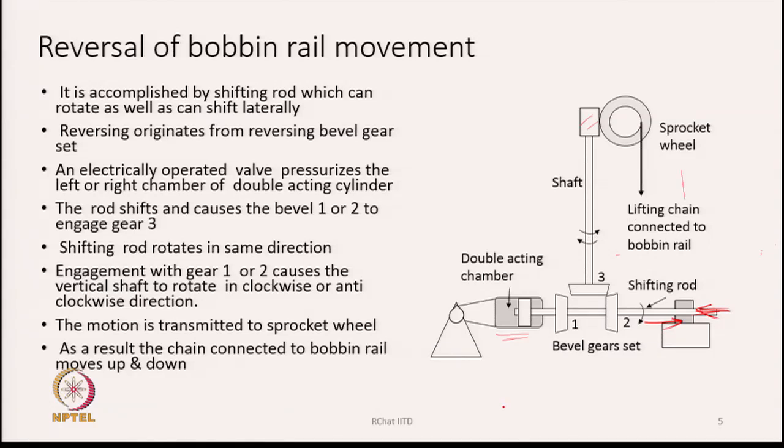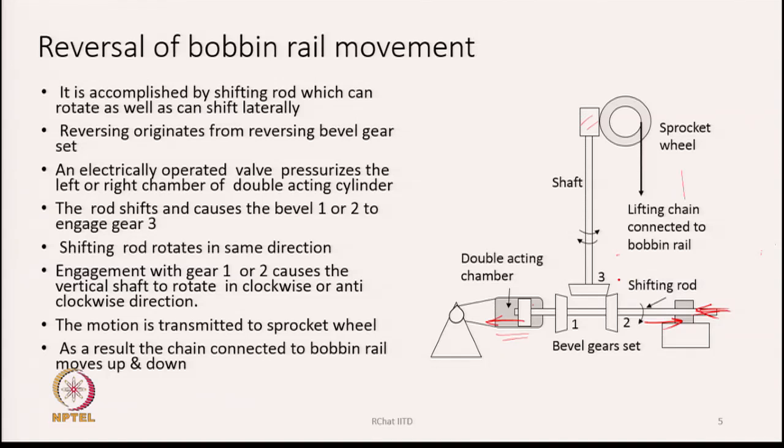If I increase the pressure on the left hand side of the chamber, the rod will move to the right hand side, and in that case gear 1 will come into engagement with gear 3, and hence the rail will move in one direction. In the other case, the pressure will be on the right hand side of the chamber, and therefore the piston will move to the left, and hence the rod will also move to the left. In that case, gear 2 will come into contact with gear 3, and the reverse movement will start.